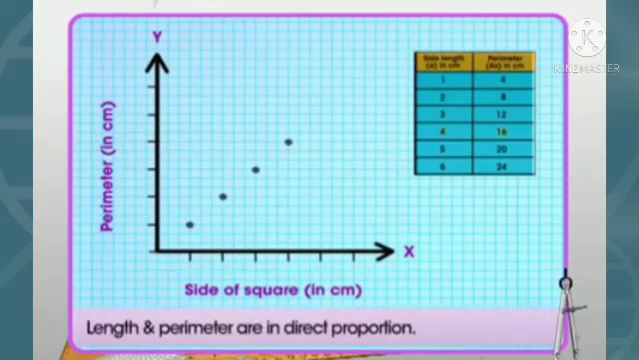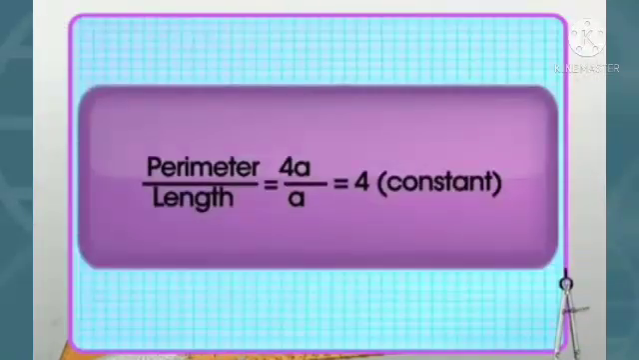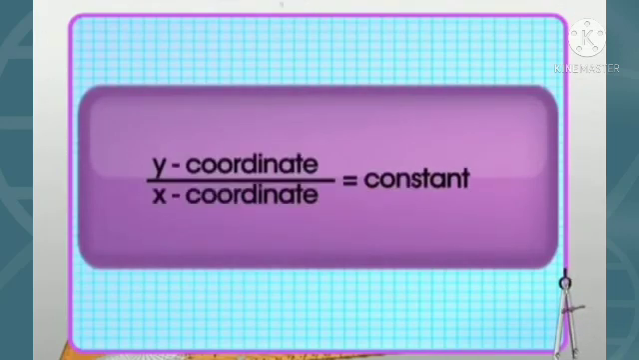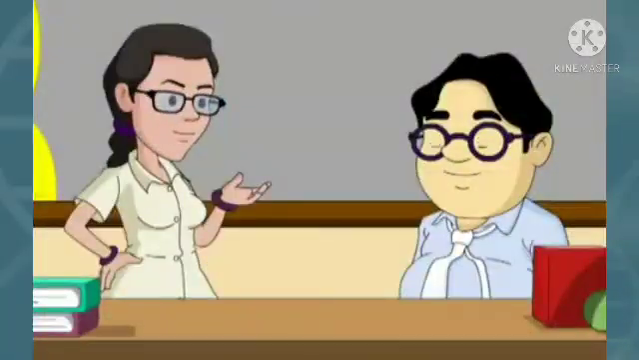The graph of two quantities is a linear graph if the two vary directly. Here, the ratio of perimeter to length is a constant 4. In a linear graph, the ratio of the y-coordinate and the corresponding x-coordinate is a constant. This is an important point to remember. Point noted, Miss Marks. Great!